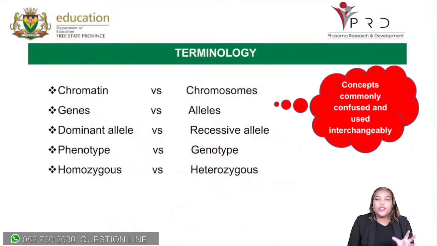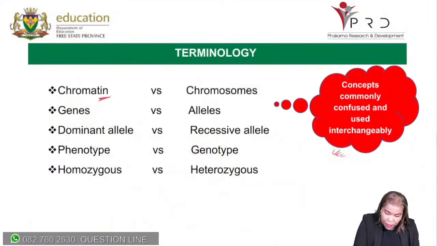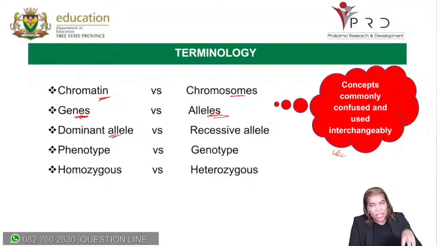So here there's also terminology. However, there's a lot of terminology that you confuse when you are writing. Check when you are asked about chromatin versus chromosome. Look at which one is which. The genes and the alleles. Genes are the segment and the alleles are alternative forms of a gene. The dominant allele is the one that is going to appear in the phenotype of an offspring, or the one that is dominant over the other. The recessive one is the one that is masked by the dominant one.